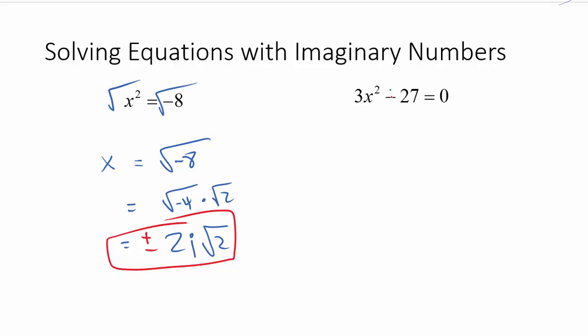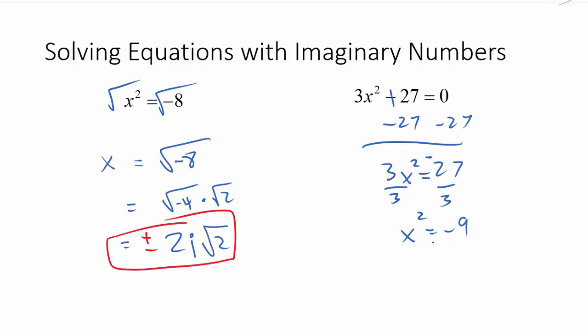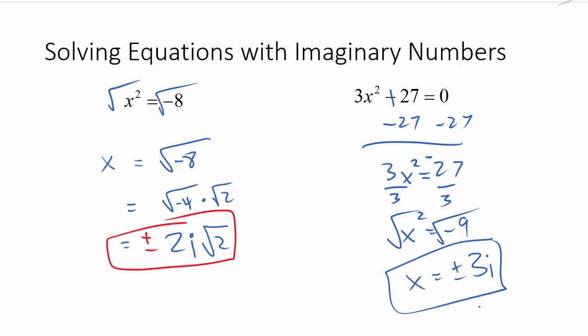If that was a positive 27 here, then we would have to subtract 27, and we'd get 3x squared equals negative 27. We would then divide by 3, so we'd get x squared equals negative 9, and you can see here, if we square root both sides, we should get x is equal to plus or minus 3i. Okay? Introduction to imaginary numbers. They're kind of funky, but the big thing to remember when you're simplifying them is that i squared is equal to negative 1. Other than that, most of the rules of regular numbers apply. You just have to follow your rules.